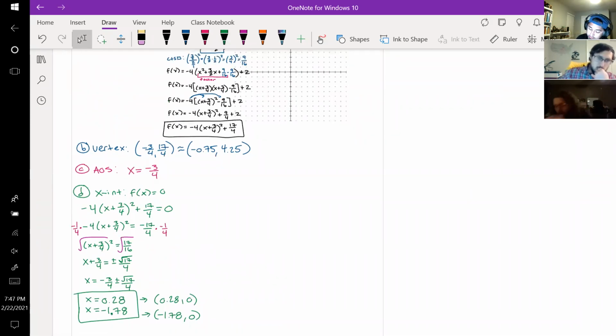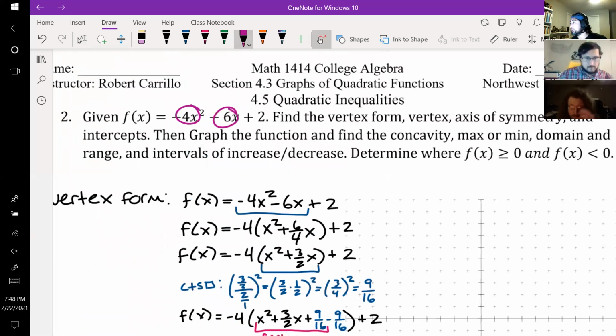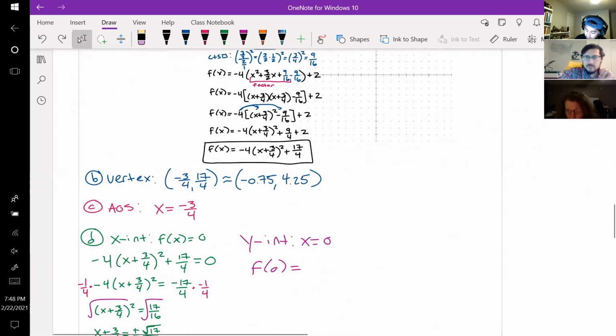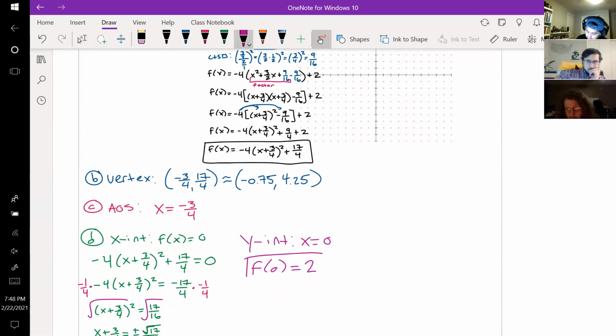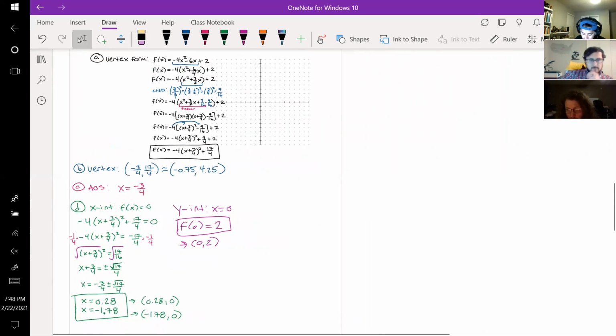Okay, and like I said, y-intercept is always easiest. Just look back at the original form, the standard form. And if we plug in 0, that's 0, that's 0. And what do we get for our y-intercept? The magic number 2. Yay. That's so much easier, right? Okay, let you guys catch up if you need to. Any questions so far?